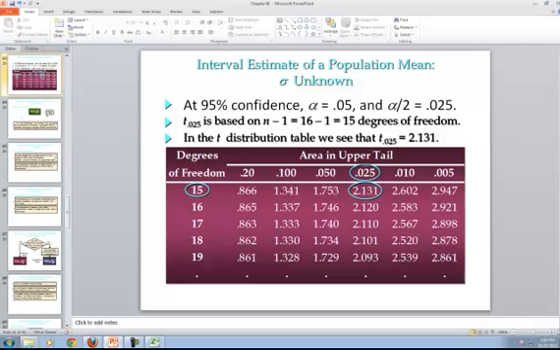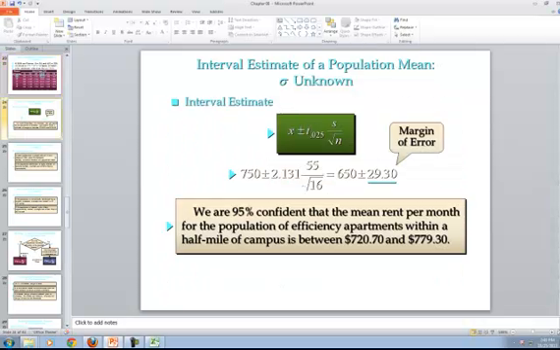Now, having obtained the critical t, plug that number into the formula. Remember, x bar is 750 and s, the standard deviation of the sample, is 55. Plugging them all in, and we get 750 plus or minus 29.3. Hence, we can be 95% confident that the mean rent for the population of apartments will be between $720.70 and $779.30.